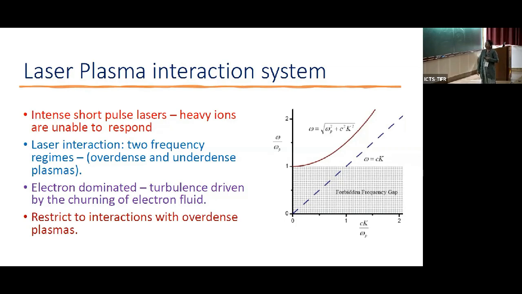So we have two particular regimes. The plasma could be overdense or underdense. If it is overdense, the laser simply interacts with the surface, whereas if it is underdense, it can penetrate the plasma and propagate inside.